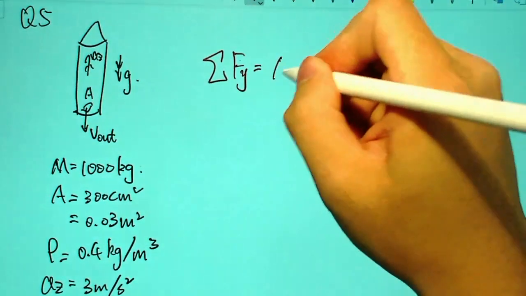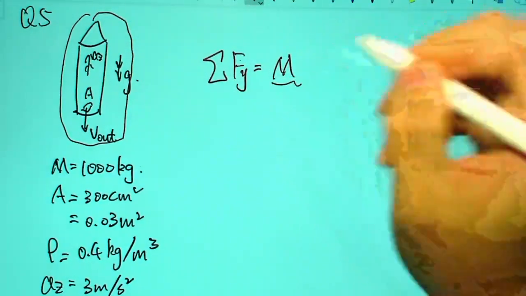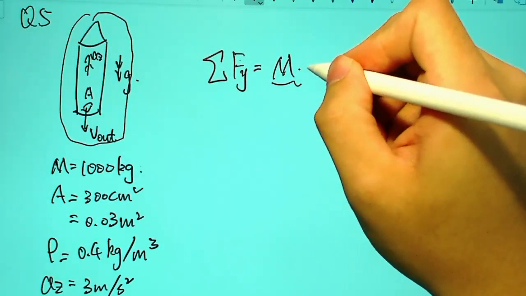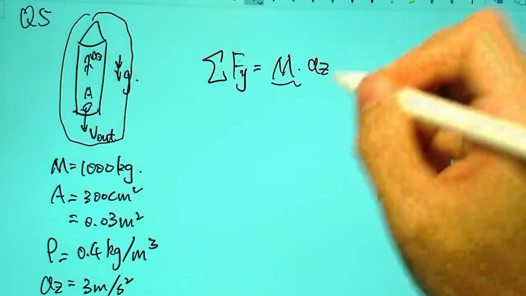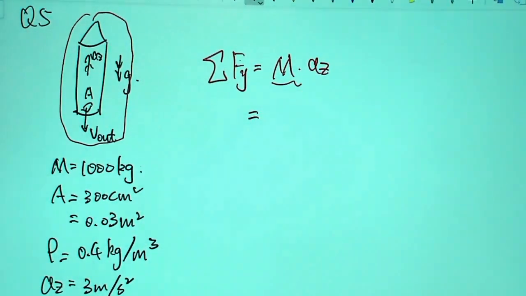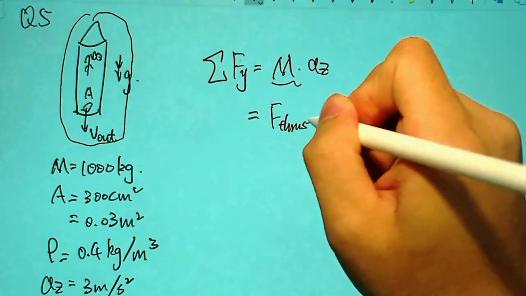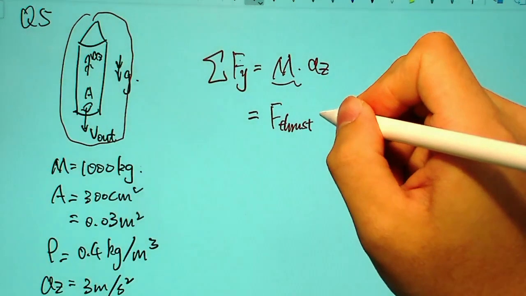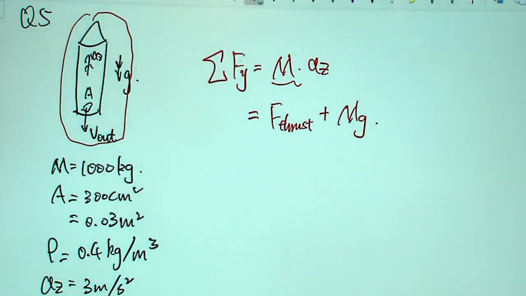So we have the sum in the vertical direction. If we consider the rocket as a whole, it has a mass of m, accelerated at az, so it's mass times az, which should be the result of two forces. One is a force by the gas, and then we have a force of gravity.